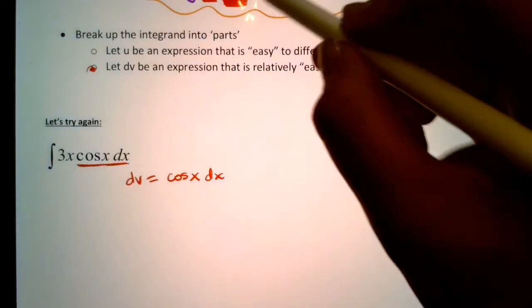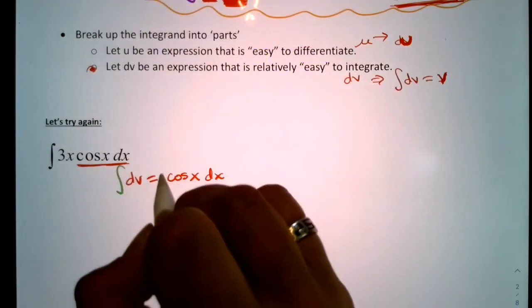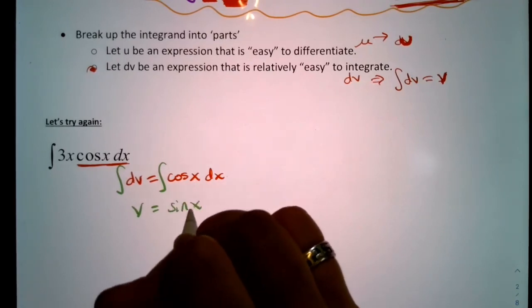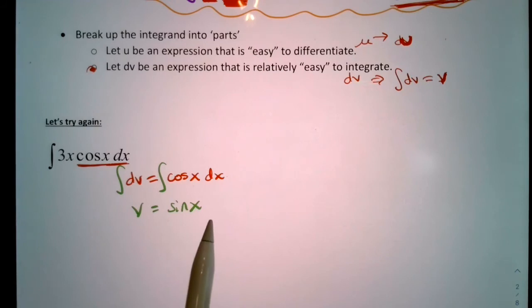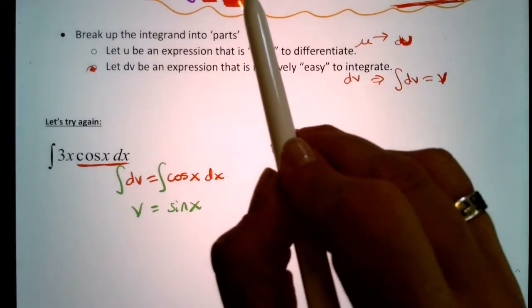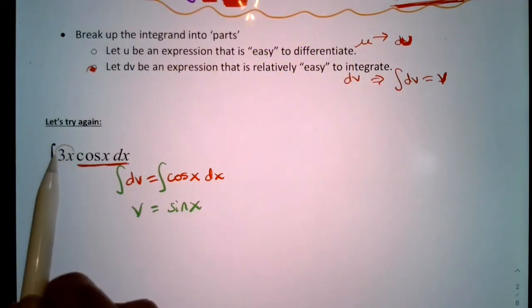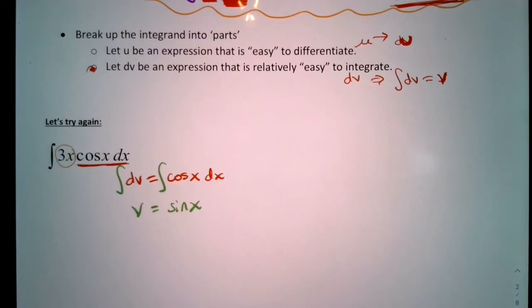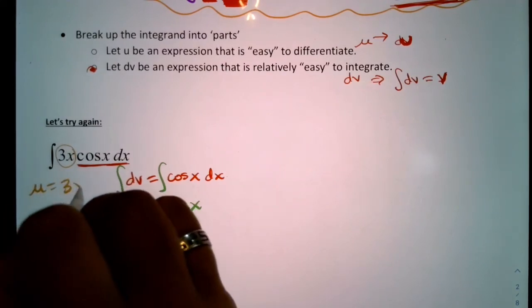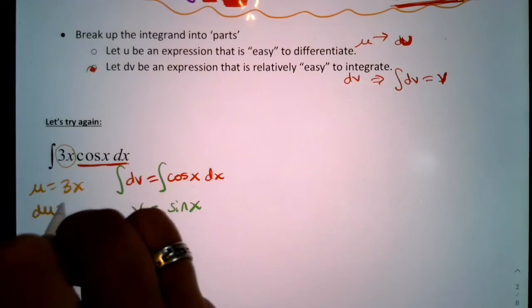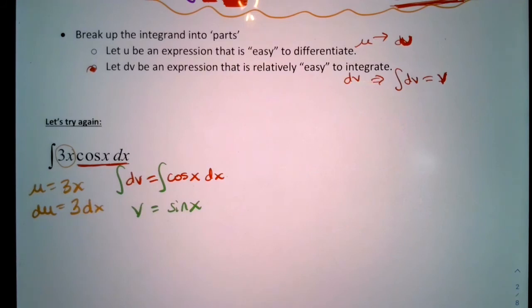And the reason I'm going to do that is because I can integrate that, and that will get me v. And I know that integral really well. We already talked about that on the last page. It's sine. Now, I'm not going to put a plus c here because we're working with integration by parts. So the other part of the integral that I did not touch, the 3x, that has to be u. You have no other option. Good news for you is that's pretty easy to take the derivative of. That's just 3, and then I just slap a dx on there, right?